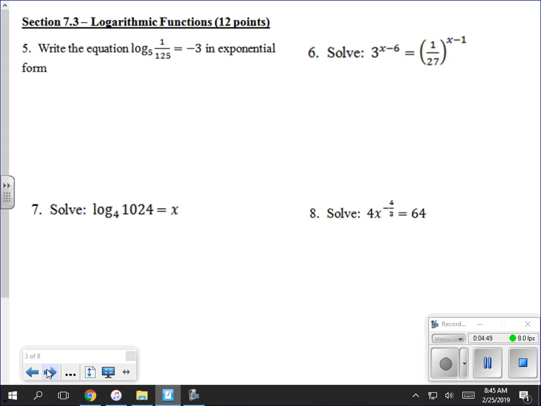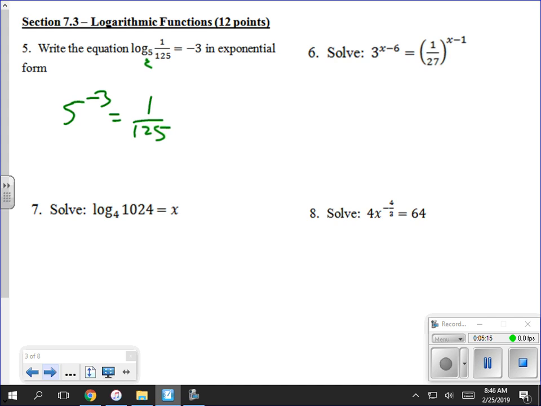This is logarithm to exponential form. So remember the base of your logarithm is the base of your exponent. So it's 5 to the negative 3 is equal to 1 over 125. Number 6, solve. And I can kind of solve it any way I want to solve it.